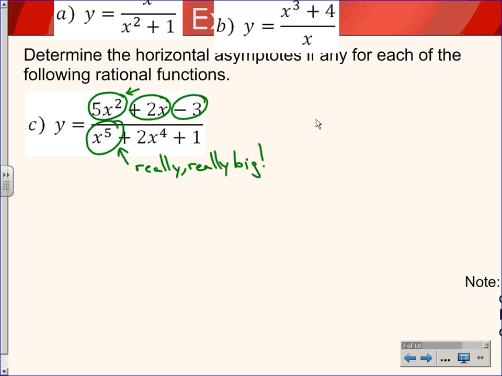So that means, comparatively speaking, I have a small number on the top and a really large number on the bottom. That's going to get really, really close to 0. So y equals 0 is your horizontal asymptote. I think that makes sense, right? A comparatively small number on the top, very large number on the bottom. A small divided by a large gets closer and closer to 0 each time, okay?